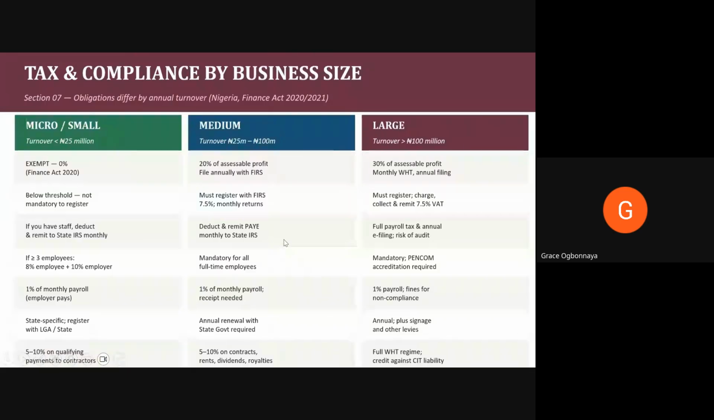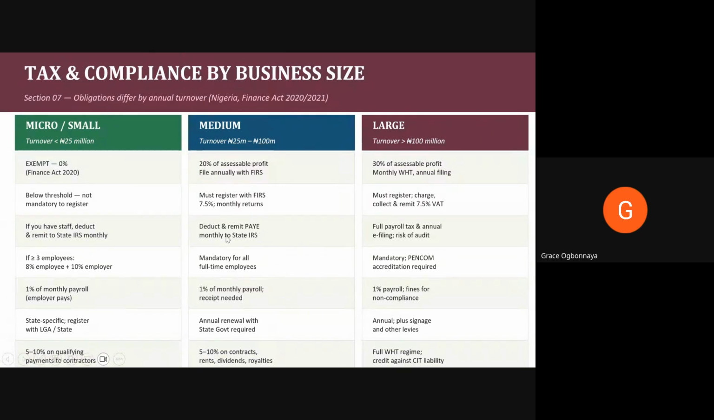So basically, I wouldn't be dwelling too much on tax because it's not my call. There are different requirements with the new regulation given by NRS. Every business size has its own requirements and thresholds, and what they're expected to do, and what's also expected to be deducted. If you're a medium-scale organization, you need to deduct PAYE and remit it to your state IRS. So that is that for tax.